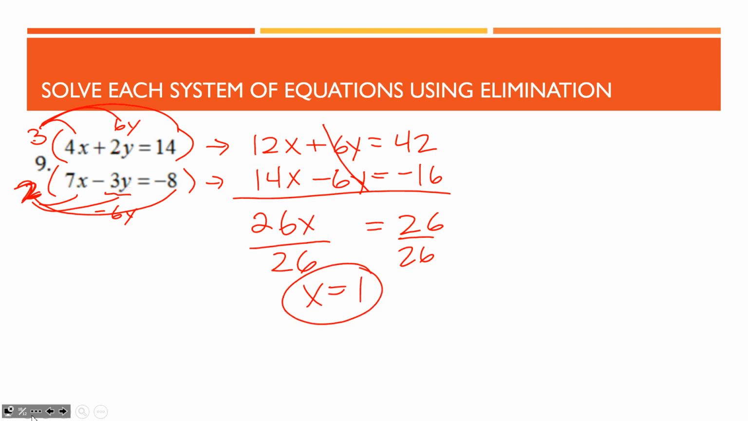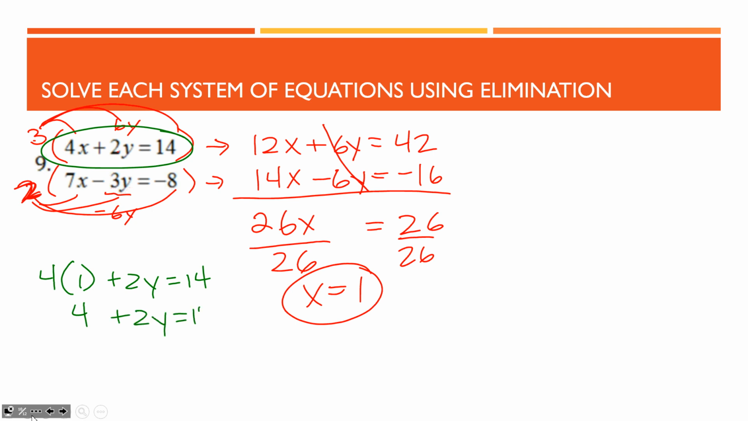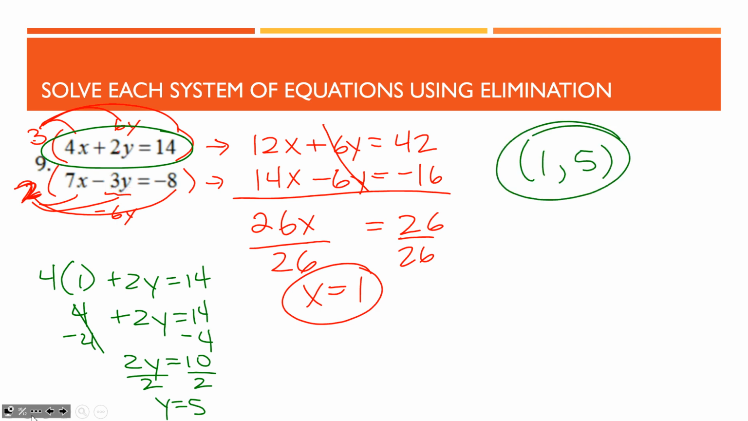And then I can take that x equals 1 and pick either equation. I'll just pick the top one. So 4 times x, well, x is 1, plus 2y equals 14. 4 times 1 is 4. And then solving for y, I get 2y is equal to 10. Y is equal to 5. So my solution where these two lines intersect is the point 1, 5.